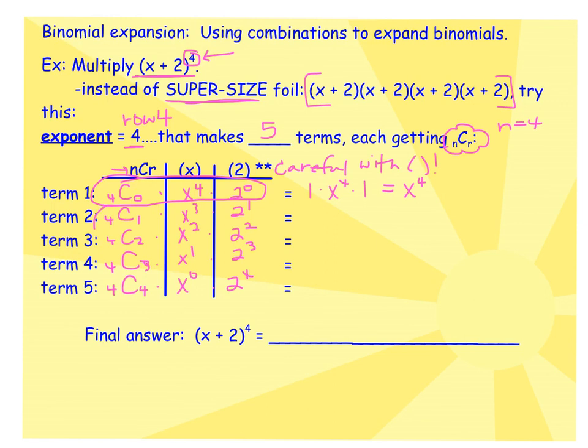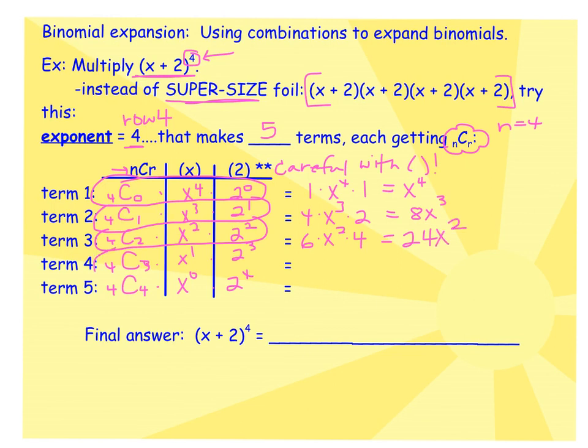And then you do the second row, same thing. 4C1, you can either plug it into your calculator or use Pascal's triangle, is 4, x to the 3rd power, and this time 2 to the 1st power is 2. If we multiply these together, we get 8x to the 3rd power. And you continue that pattern. 4C2 is 6 times x squared. 2 squared is 4. 6 times 4 would be 24.